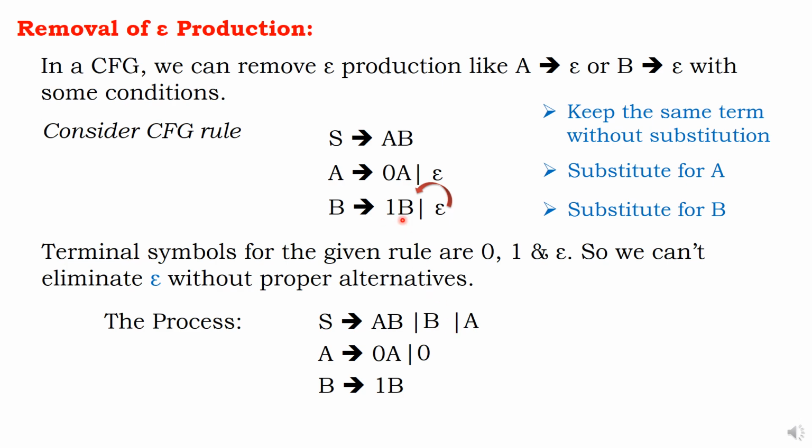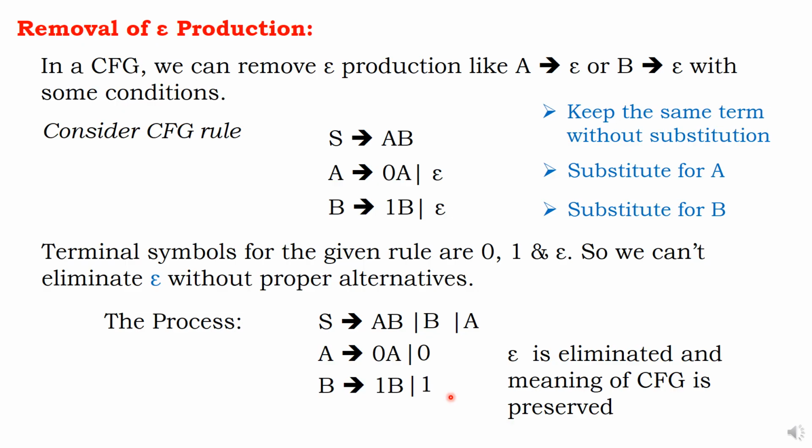Now come on. 1B I have kept as it is. In the place of B, if you substitute epsilon, who is remaining? 1. Now, this is your final grammar. Are you seeing epsilon anywhere? No. Epsilon is eliminated. So, don't forget how to substitute. Keep the term as it is, then substitute epsilon and write the remaining term. This is the work I am doing.